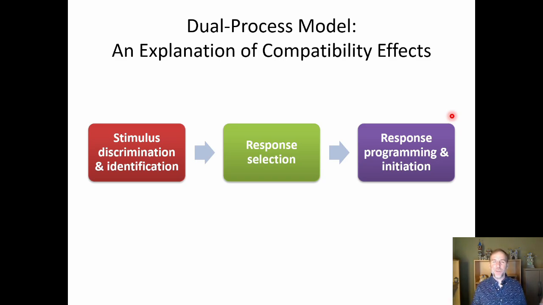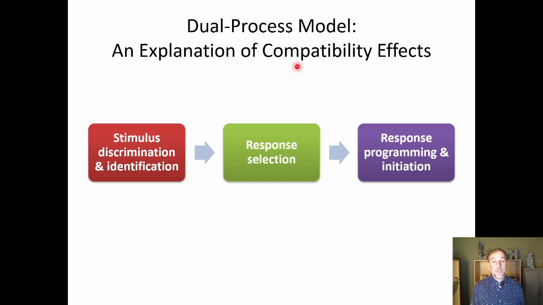Besides just saying, yeah, left goes with left and right goes with right, which is an okay answer, to a scientist, we want to know how, why, what are the cognitive mechanisms, or how are we processing information that makes left go with left and left not go with right? And we're going to see that with the dual process model.